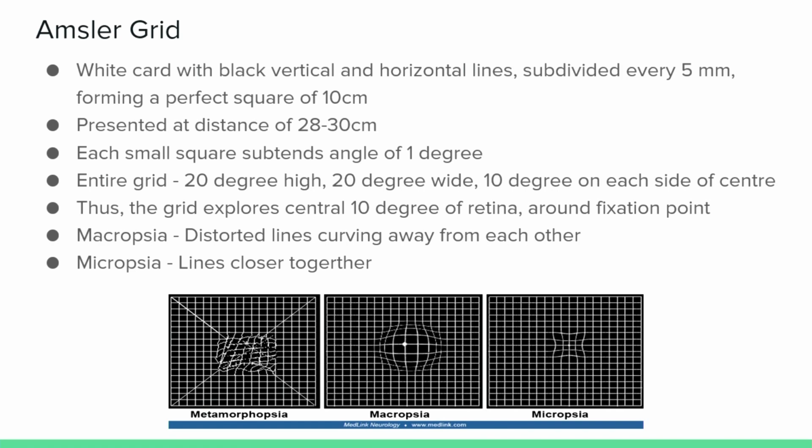Now macropsia will appear as distorted lines curving away from each other, and micropsia will appear as lines coming closer together.